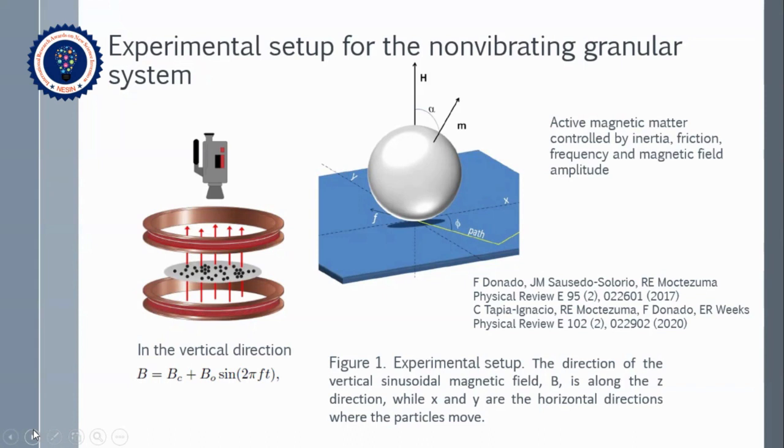This active matter can be controlled by the frequency and the magnetic field amplitude. Of course, the phenomena also depend on the inertia of the particles and the friction between the particles and the surface. In the past, we had used this system to study phenomena such as glass transition and crystallization.